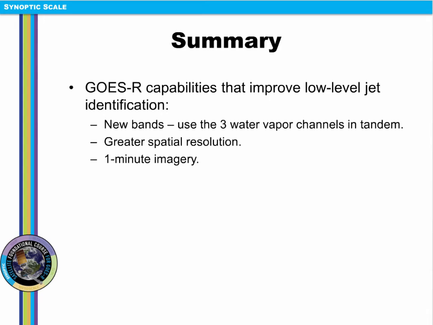In summary, GOES-R capabilities will improve low-level jet identification with respect to new bands, in particular the 3 water vapor channels used in tandem to provide a 3-dimensional perspective. Also, the greater spatial and temporal resolution will aid in identification of low-level jets.